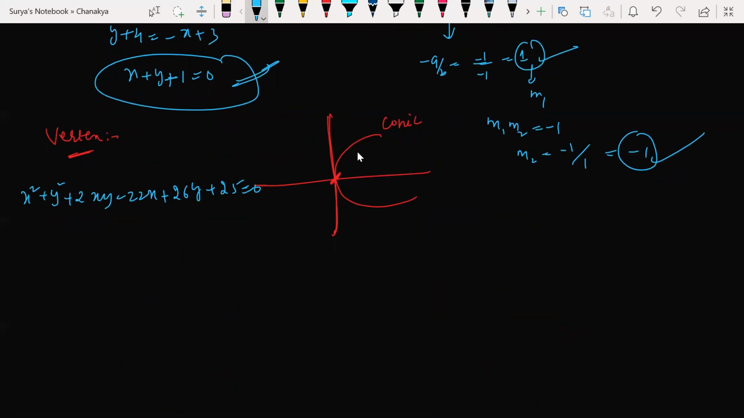Vertex is nothing but what? Vertex is the point of intersection of conic and the axis. I know the axis. Axis is nothing but what? Let us take a y value. What is the y value here? Minus of x plus 1. Am I correct? This is my y value. Take it. Let us substitute here. You will get it. Very simple.